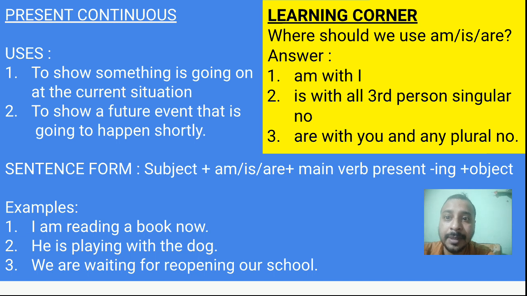Now, the sentence form of the present continuous tense is subject plus am, is, are, as you can see on the screen, plus main verb present ing plus object. So this is the sentence form. In simple present also there is a sentence form. In present continuous also, in every tense there is a sentence form. Now see the examples of present continuous tense, please. Example number 1, I am reading a book now. This kind of sentences are present continuous. Or he is playing with the dog.